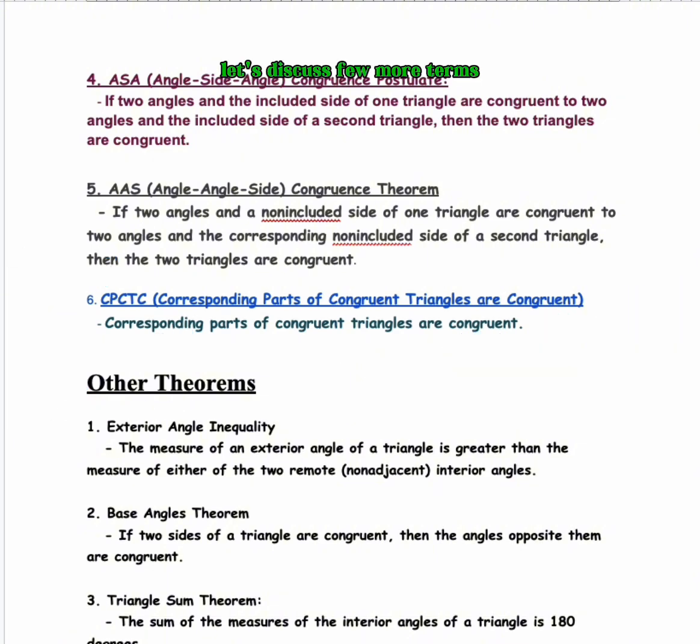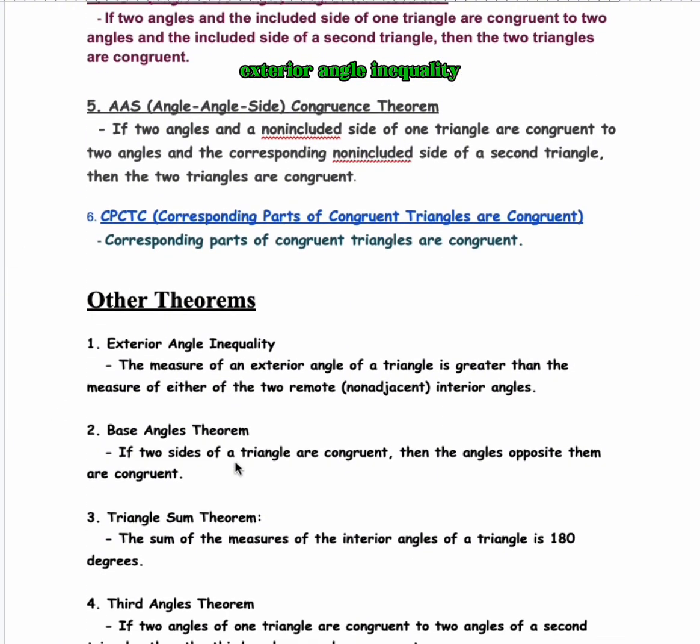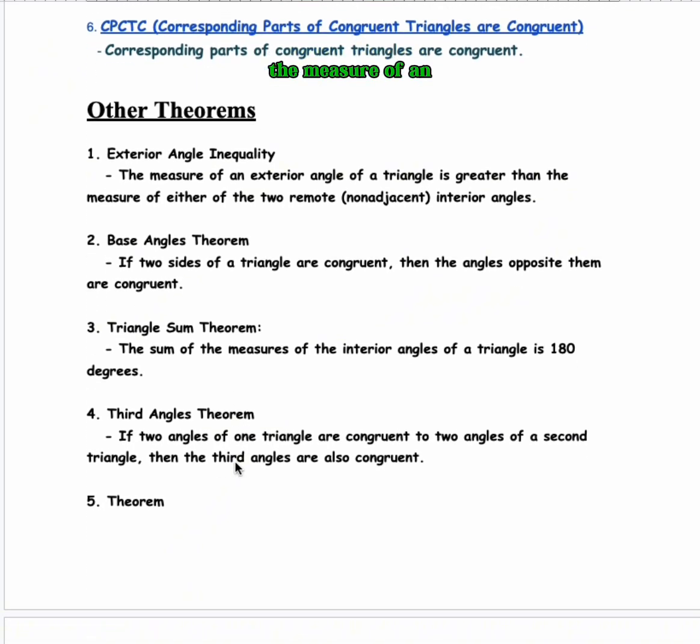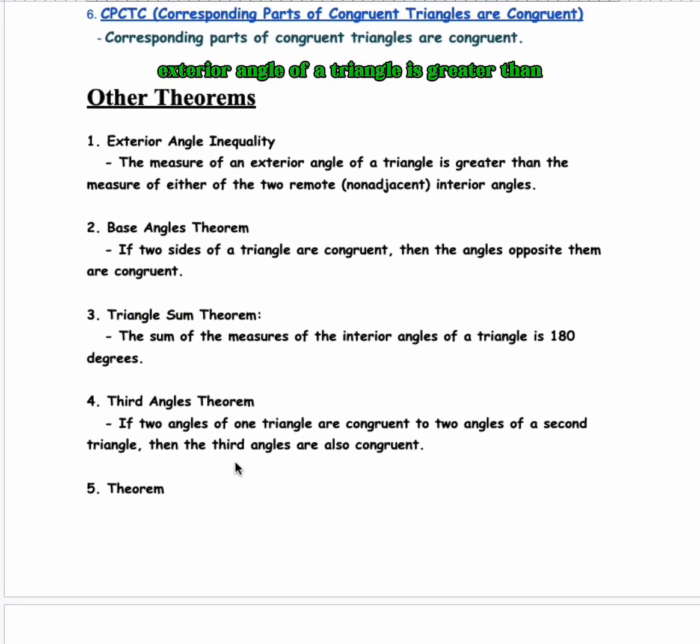Let's discuss a few more theorems. Exterior angle inequality. The measure of an exterior angle of a triangle is greater than the measure of either of the two remote non-adjacent interior angles. Before we discuss exterior angle inequality, we should discuss the exterior angle theorem. This should have also been included in the document. So what is the exterior angle theorem? The exterior angle theorem for the triangle.